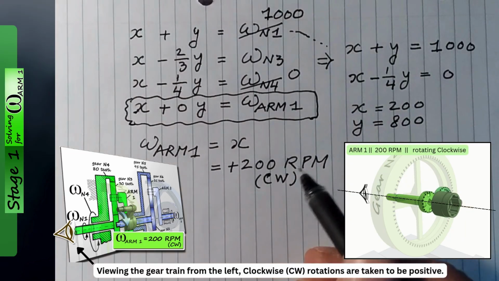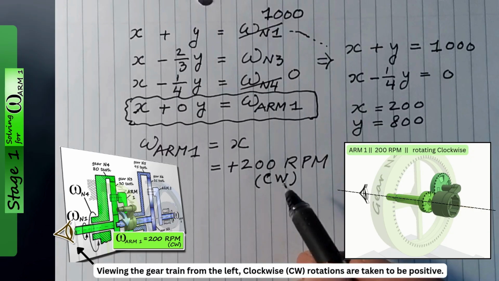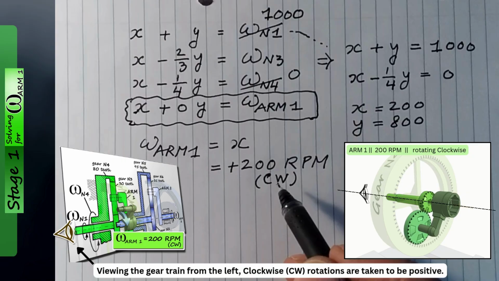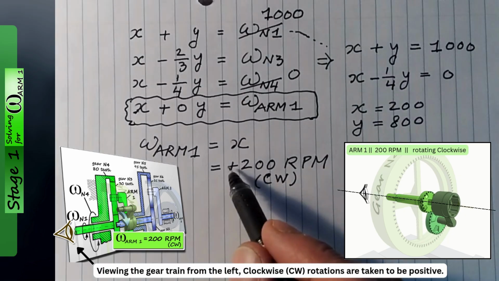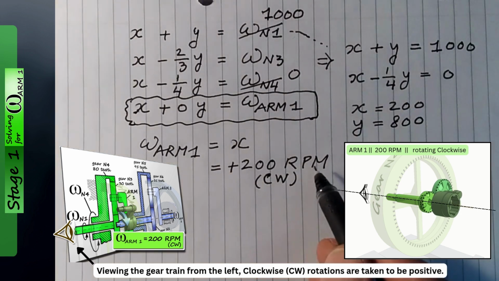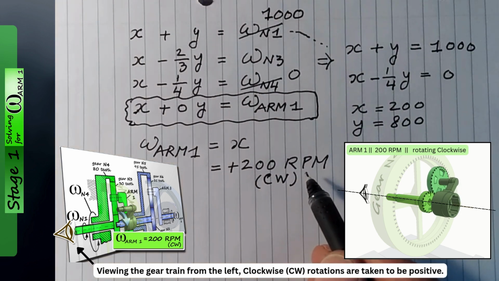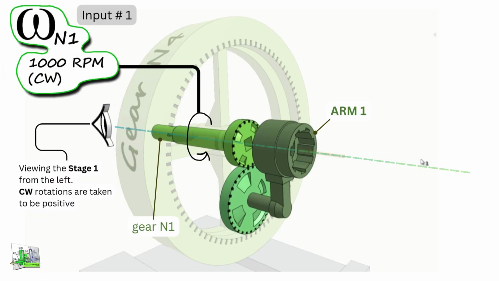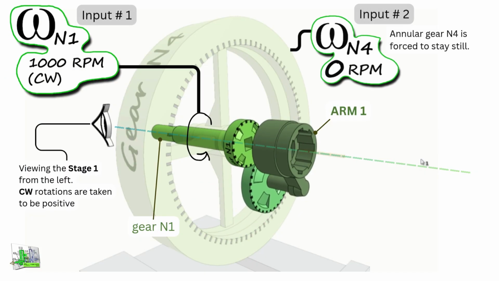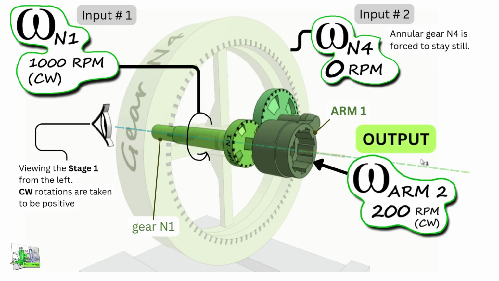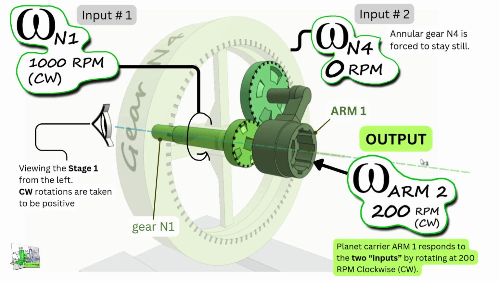because that is what we said right at the beginning, that when the gear train is viewed from the left, any rotations in the clockwise direction will be considered positive. And since we are getting a positive answer, omega arm 1 will be rotating at 200 RPM clockwise. Results from stage 1: in response to the two inputs omega n1 and omega n4, the planet carrier, arm 1, responds by rotating at 200 RPM in the clockwise direction.